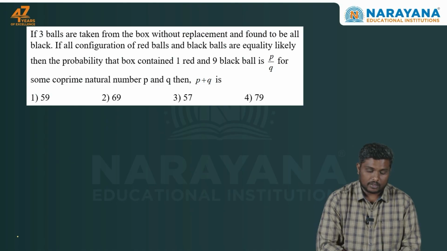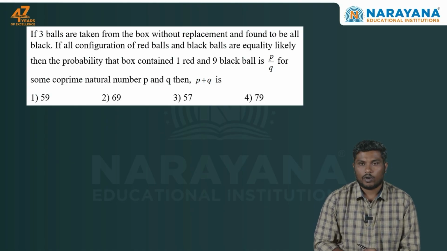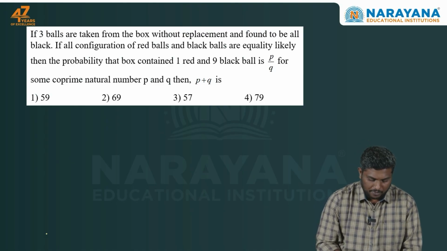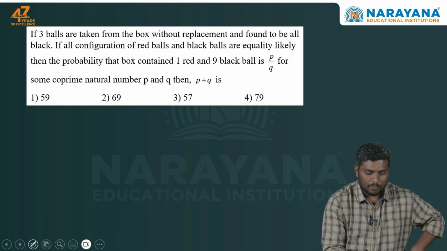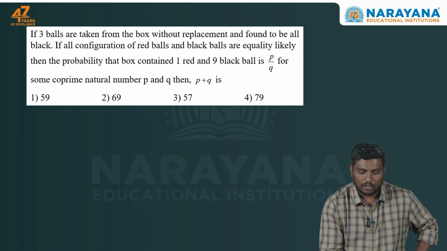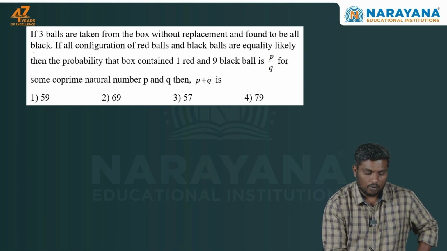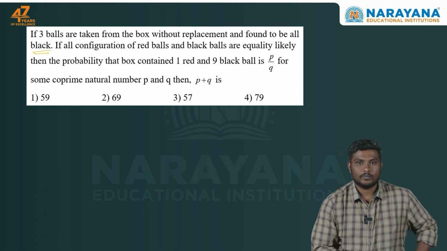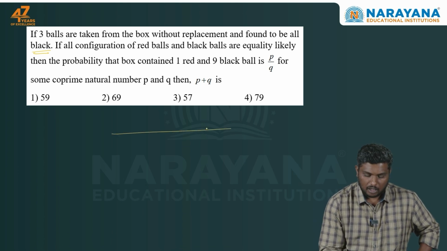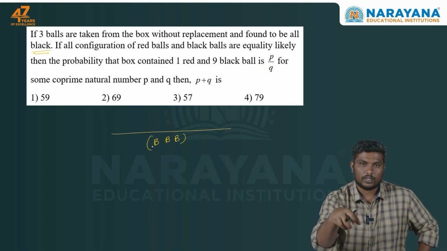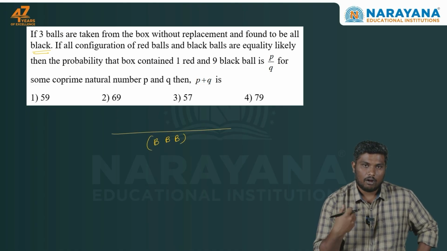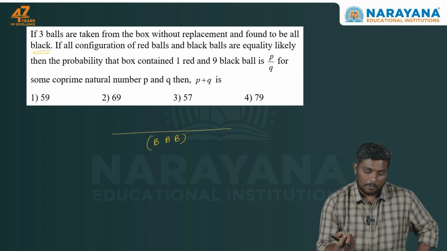We'll go to the next question, and the next question is from probability. Okay, once again from conditional probability or Bayes theorem, one should say. Here guys, you can see if 3 balls are taken from the box without replacement and found all black, so the event has already occurred. What is it? B, B, B. All the 3 balls taken from a bag, all of them were black.